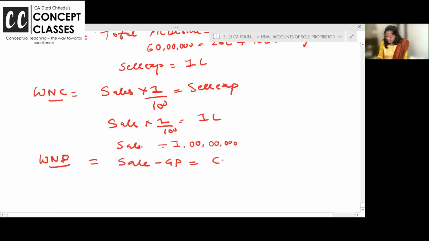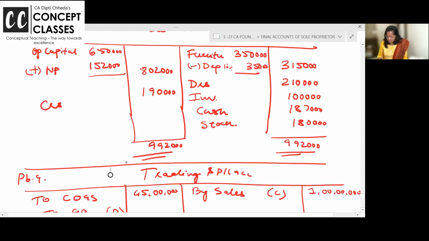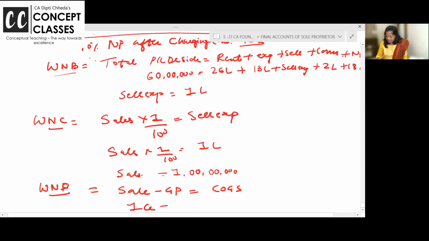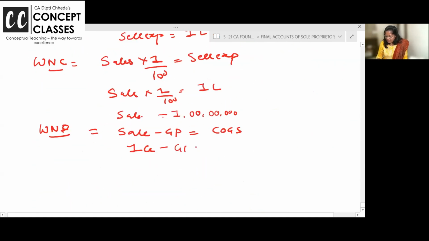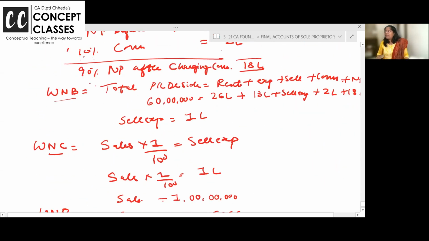Sales minus GP is the COGS. I know sales as 1 crore. I know GP. GP मालूम है या COGS मालूम है? COGS. तो GP मुझे नहीं मालूम, but COGS I know. It is 45 lakhs. So GP is equal to 55 lakhs. Simple. Problem is easy, but the mindset is like different.